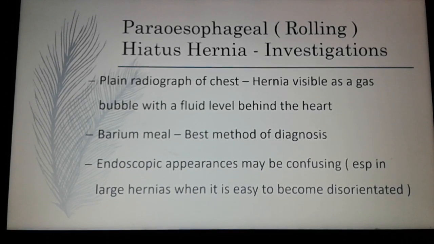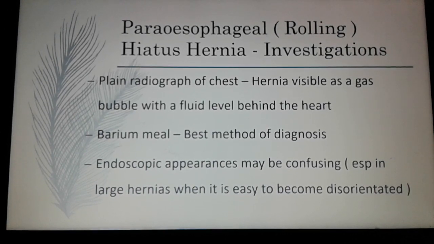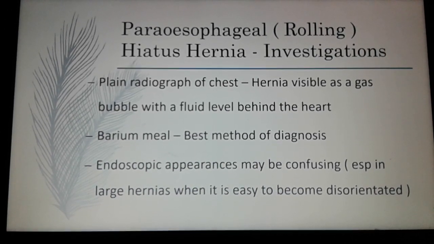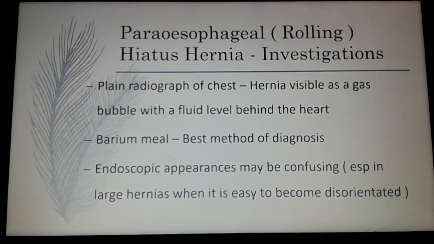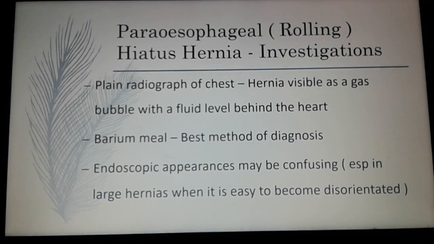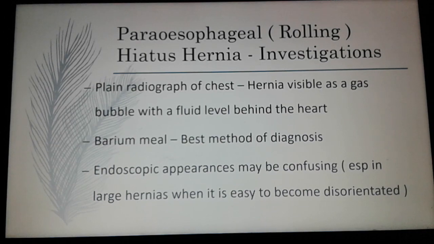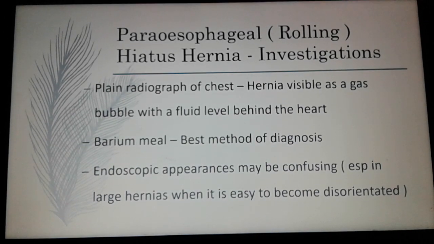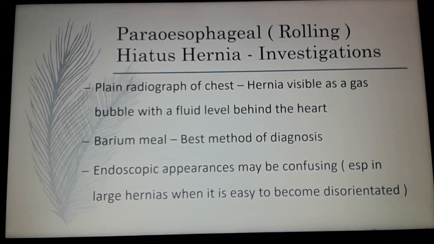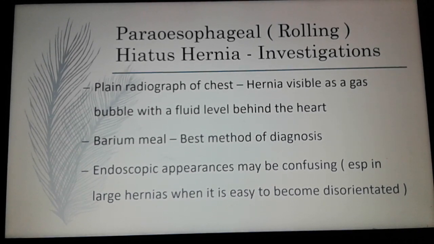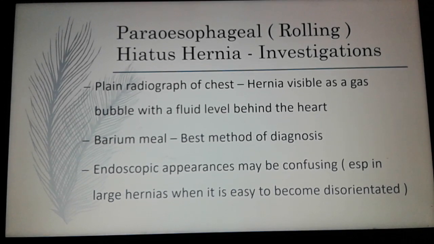As far as endoscopy is concerned, sometimes the endoscopic appearances may be confusing. Why? Because in large hernias especially, it's very easy for an endoscopist to become disoriented, confused about where to go, so endoscopy is not of much help in diagnosing this condition. So remember, barium meal is the best method of diagnosis.